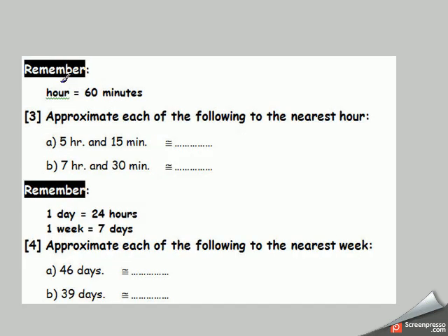Now I will explain some examples in hours, days and weeks. 1 hour equals 60 minutes. Excellent. And 1 minute equals 60 seconds. Excellent. Okay. When I want approximation of each of the following to the nearest hour, nearest hour means nearest unit, if the unit of the number is hours. Now I have 5 hours and 15 minutes.